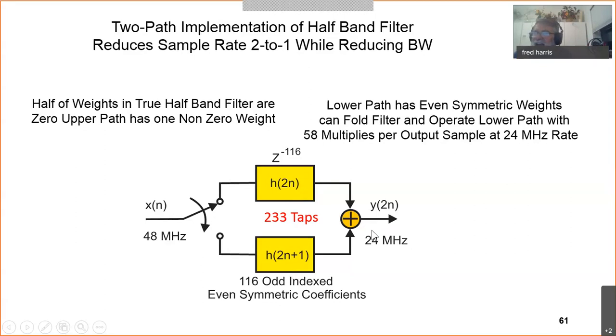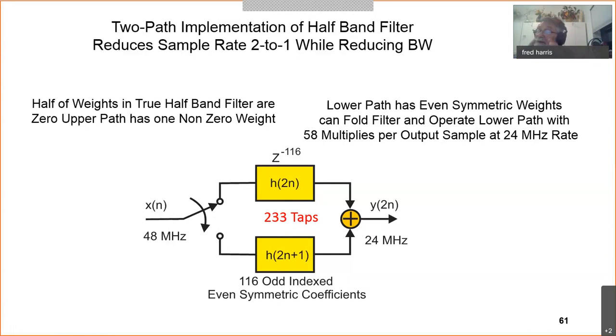If we do the downsampling before the filter, every other sample is 0, so only half the weights are active. Half of these are symmetric, so that means I can do this little trick of folding the filter in half and now do the filtering.